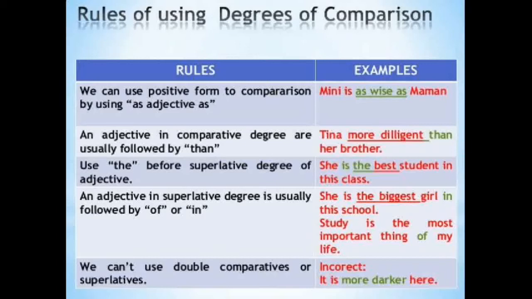We can't use double comparatives or superlatives. An incorrect sentence is given here. Double comparatives are used in this sentence. It is more darker here. The adjective more is comparative degree and darker also is comparative degree. So in this sentence there are double comparatives. So the sentence is incorrect. That's why we can't use double comparatives or superlatives.